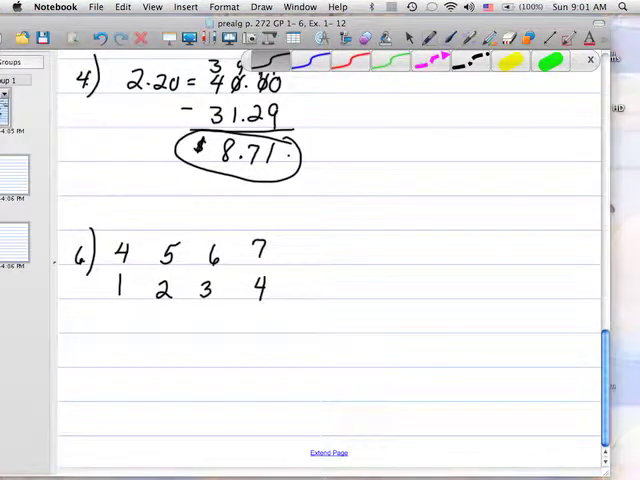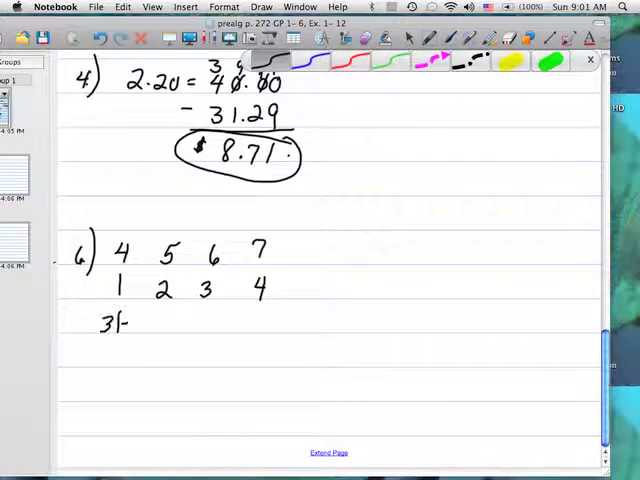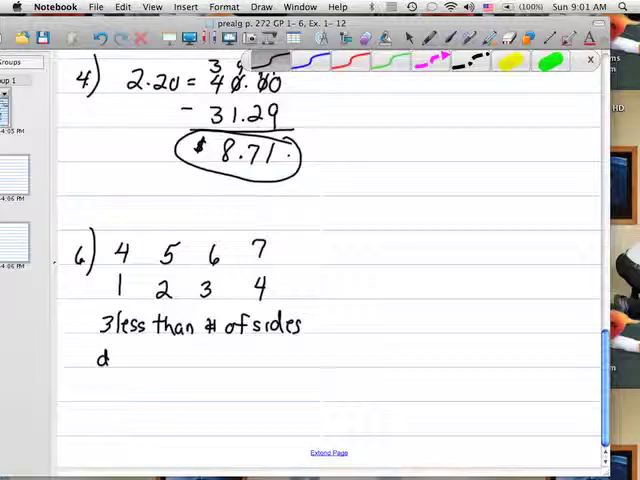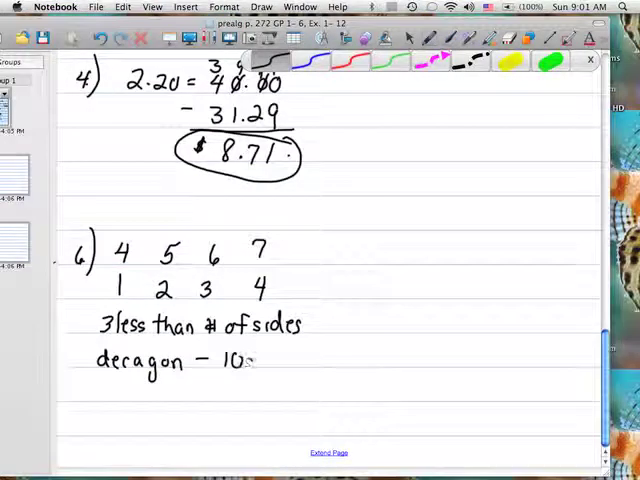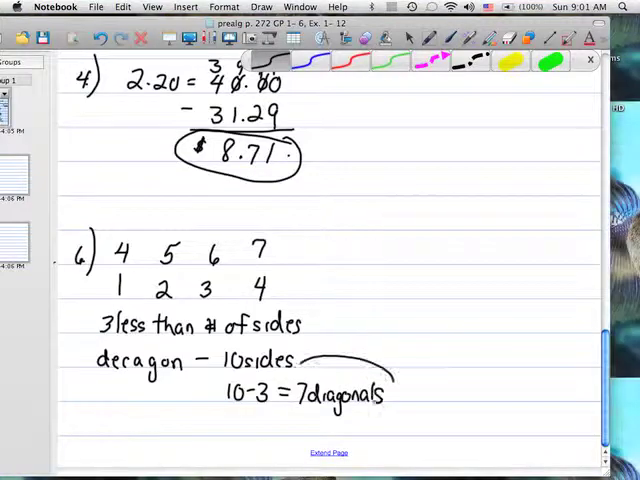Well, 1 is 3 less, 2 is 3 less, 3 is 3 less, and 4 is 3 less. So it must be 3 less than the number of sides is what you can get for the number of diagonals. So that's our pattern, and we're going to apply it for a decagon. A decagon has 10 sides. So 10 minus 3 would give me 7 diagonals from one vertex.